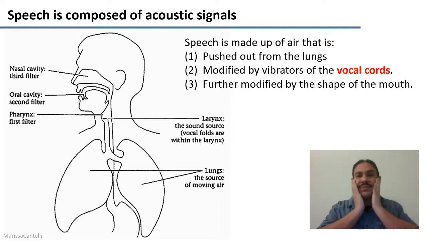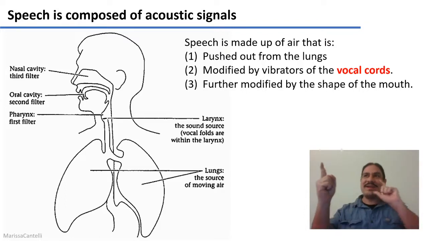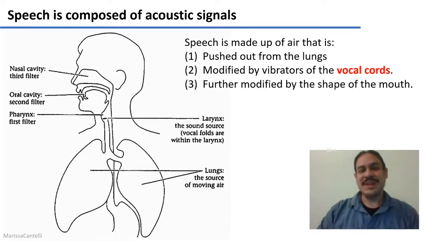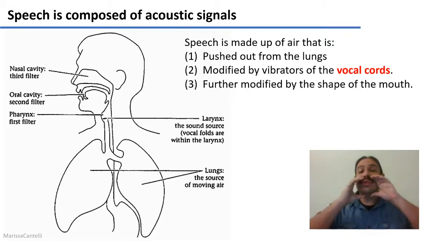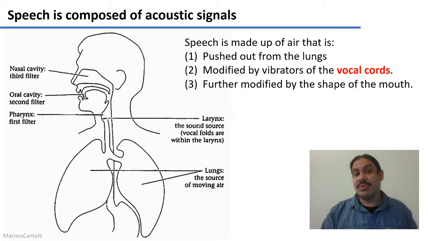And the shape of your mouth changes the signal. Have you ever been in a cave, for example, and noticed how caves can have an echo, echo, echo, and have different echoes? This is essentially what your mouth is doing. The air is coming out of your lungs through your vocal cords and passes into the cave that is your mouth. And the shape of your mouth changes the different echoes of the vibration of the vocal cords.